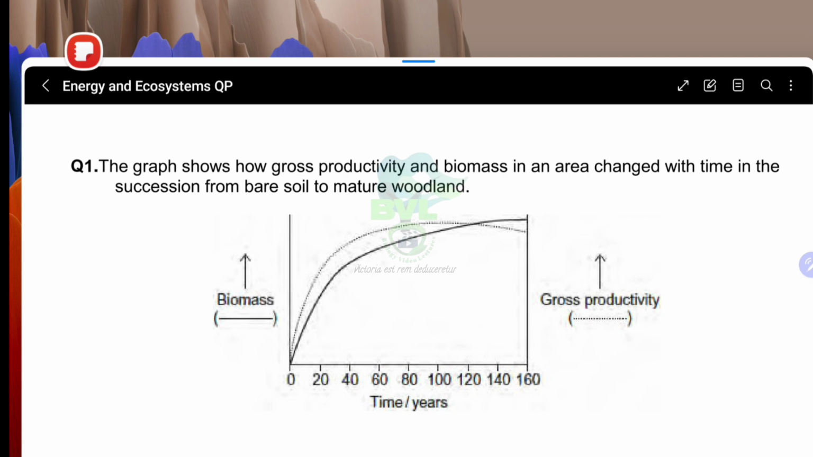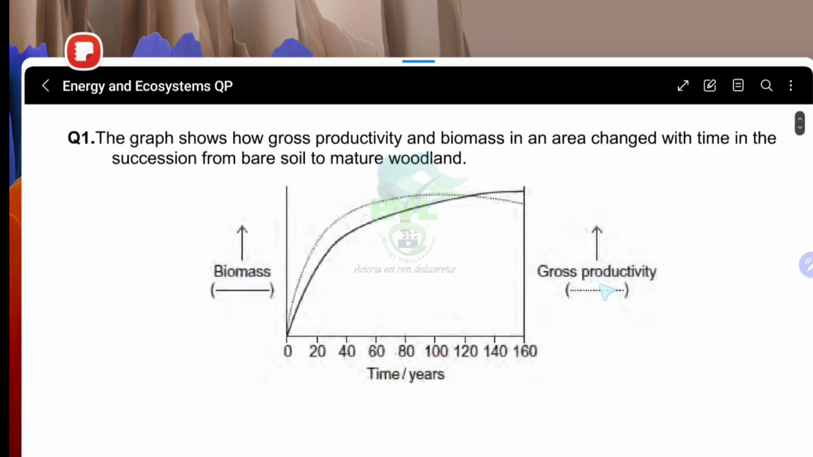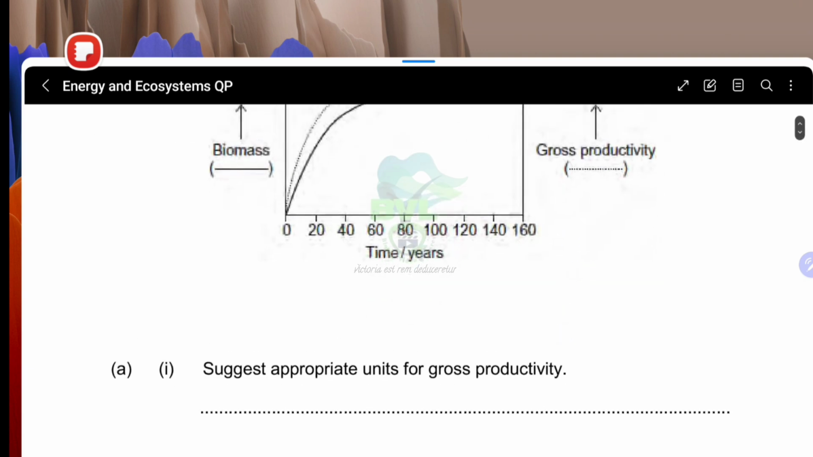So, energy and ecosystem. The graph shows how gross productivity and biomass in an area changed with time in the succession from bare soil to mature woodland. So you can see biomass there, and you can see gross productivity, and you can see time. But this perforated or dashed line is the productivity, and this is the biomass. Okay, so the question here is: suggest the appropriate unit for the gross productivity.